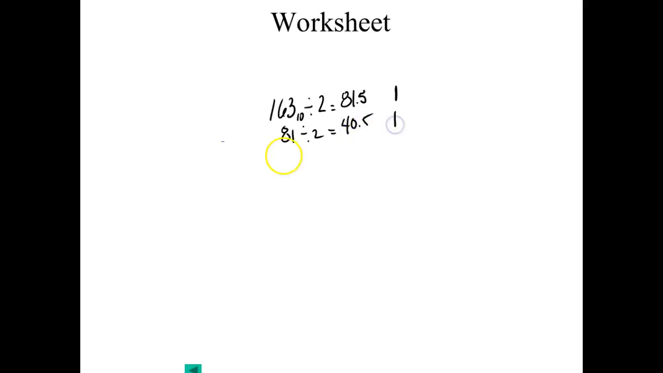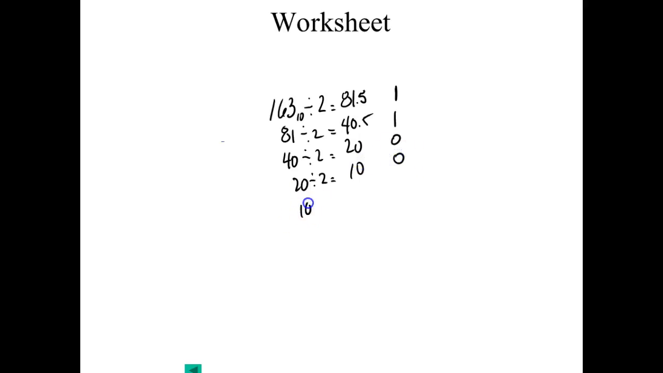I'm going to write down a 1, and bring down the 40. Then I divide this by 2. What do I get? I get 20. I write down a 0, because we didn't have a remainder. Then I bring down the 20 and divide that by 2. That gives me 10, and I don't have a remainder.